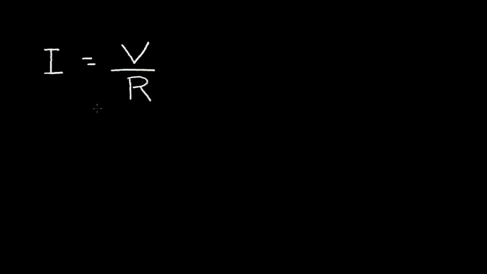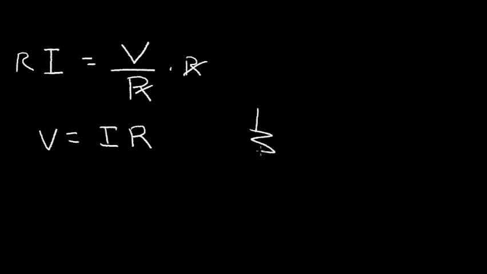Now we can represent Ohm's law in terms of voltage. Let's multiply both sides by resistance. And our R's cancel. And we're left with voltage is equal to current times resistance. So think of a resistor. We have a certain current flowing through the resistor. Let's say 1 amp. And let's say we have 1 ohm resistor. So 1 amp times 1 ohm gives us 1 volt.